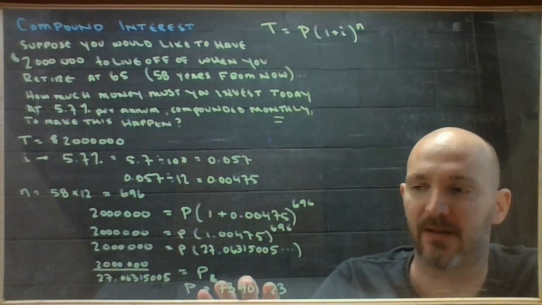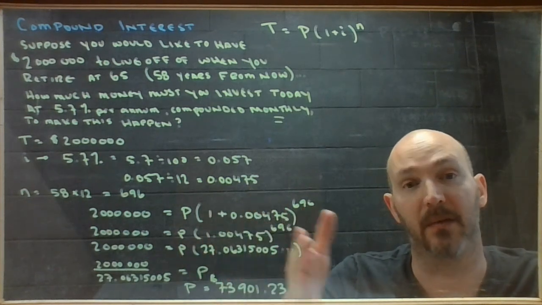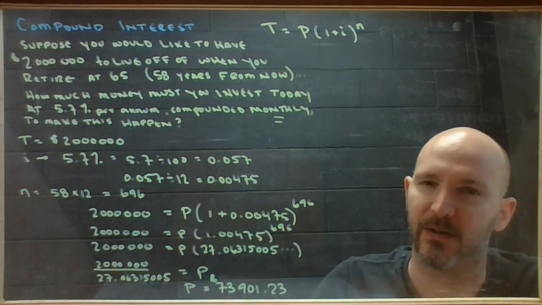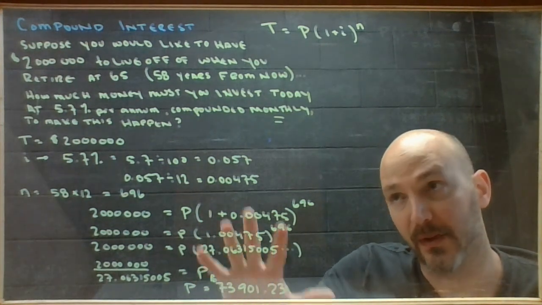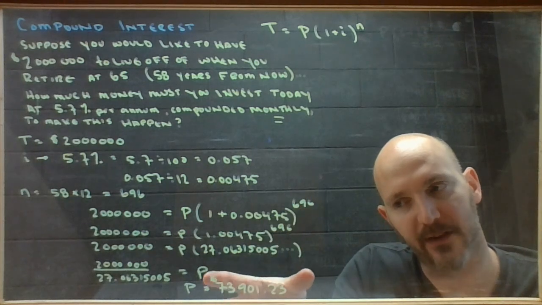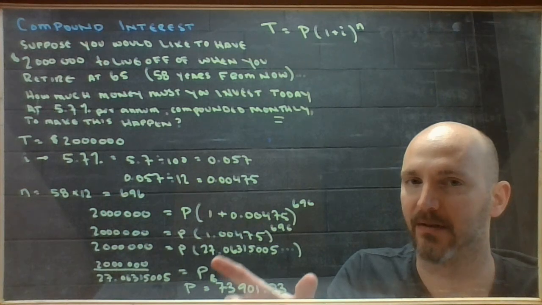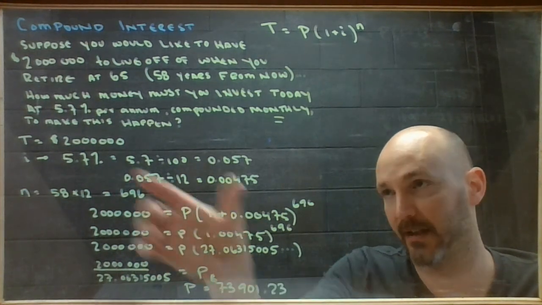Even if you don't have $74,000 lying around right now, you can do a monthly plan. That's a thing called an annuity, and we'll be doing that in a bit. But there are vehicles available for you to turn this into amounts that are manageable. I apologize for calling $74,000 a manageable amount of money, but it's manageable compared to that.